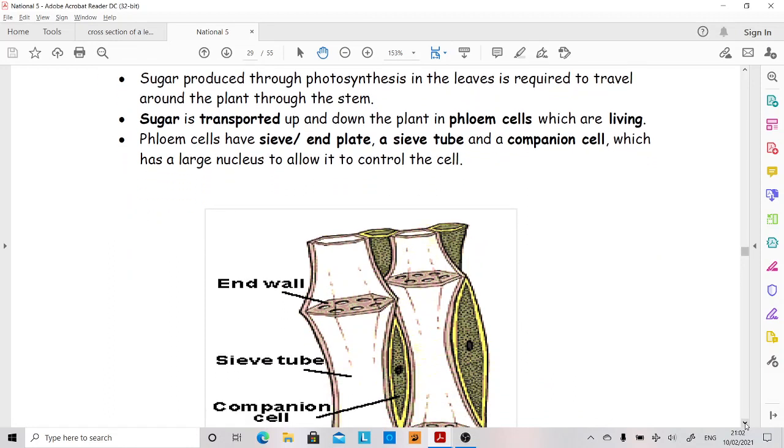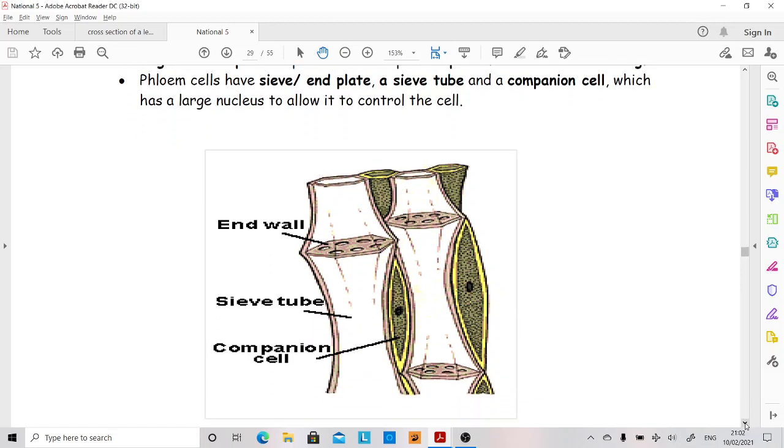Plants make sugar in photosynthesis, and photosynthesis happens in the leaves, and that sugar has to travel all around the plant by going up and down the stem. Sugar is transported in cells called phloem, which are living. And phloem cells are a tissue that have different types of cell within it. They've got these ones here, which are called sieve tubes. The sieve has small holes in it. This is called the sieve plate, and the cytoplasm can move between one cell and another through these holes, and plants transport food through the phloem.